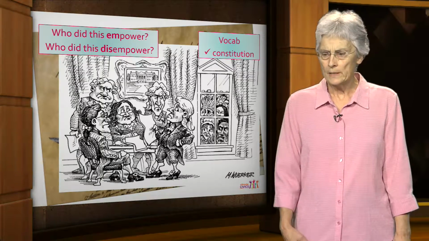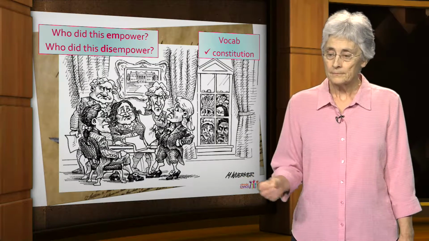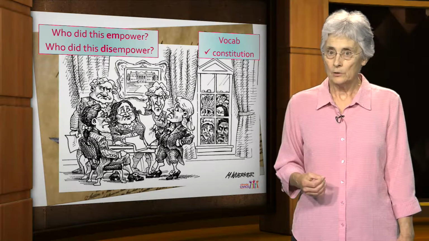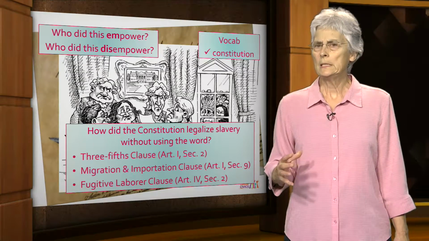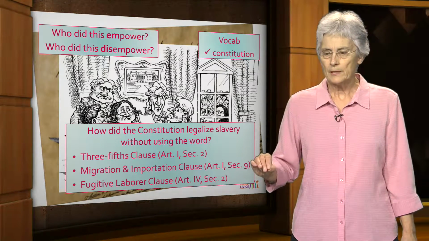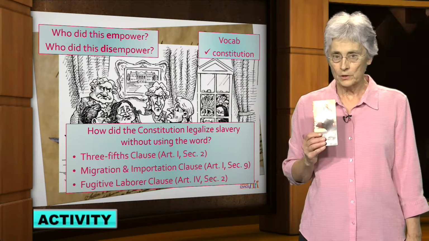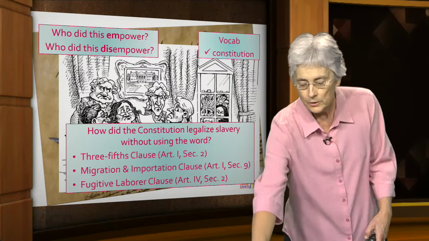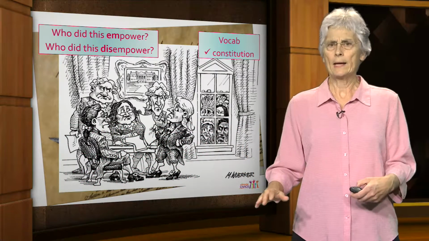The Constitution was written to protect the self-interests of the ruling minority. And the founders managed to institutionalize slavery, and along with it, classism, racism, and sexism, without ever using these words. So there's an external small group activity that examines in more detail in our Constitution the 3/5 clause, the migration and importation clause, and the fugitive laborer clause, to find out how we got kind of off on a very undemocratic process.